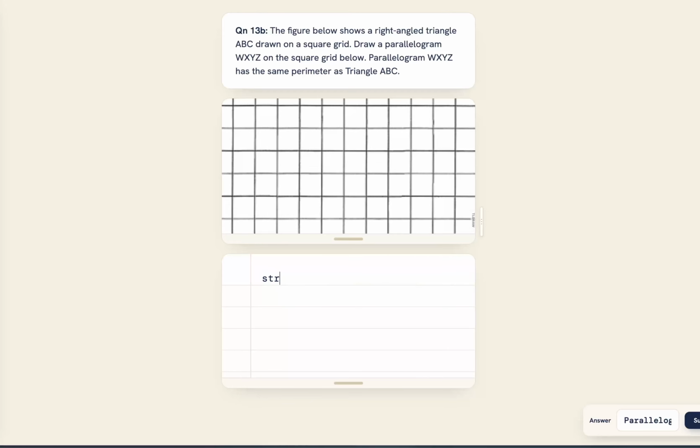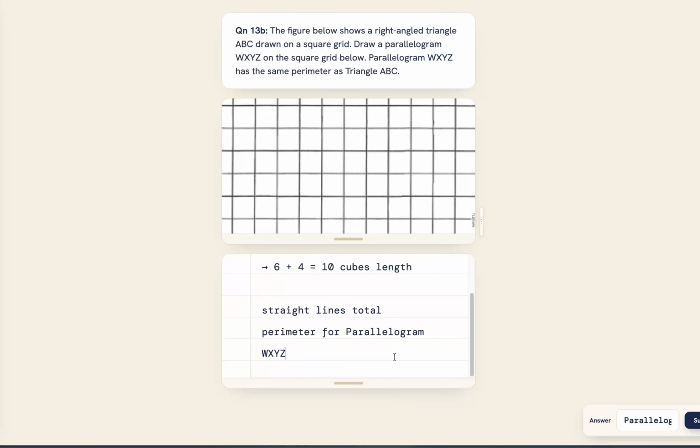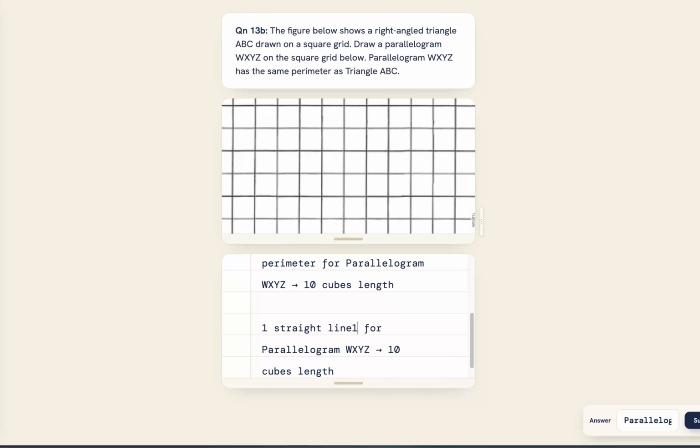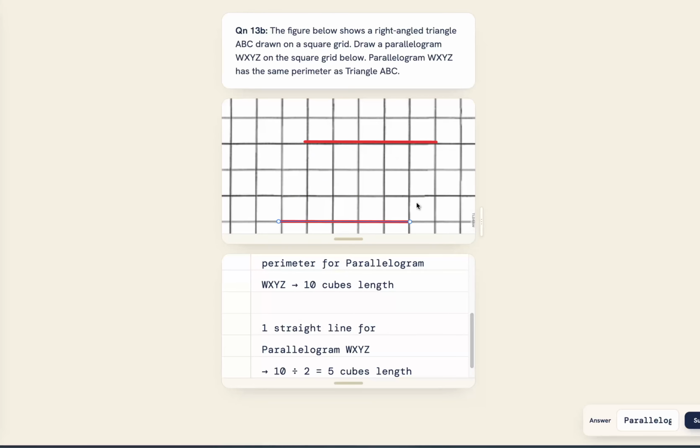So I will say the straight lines total perimeter is equal to 6 plus 4 equal to 10 cubes length from triangle ABC. That means the straight lines total perimeter for parallelogram WXYZ is equal to 10 cubes length, or 2 straight lines. So one straight line for parallelogram WXYZ is 10 divided by 2. It will be 5 cubes length. So generally that means it's 1, 2, 3, 4, and 5.